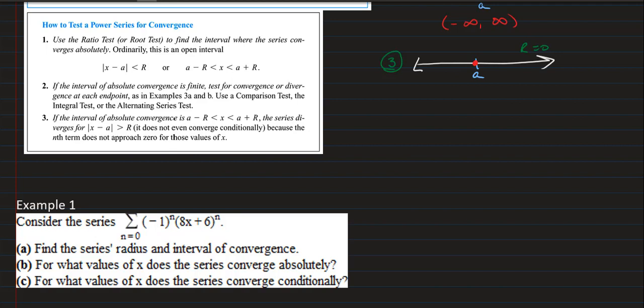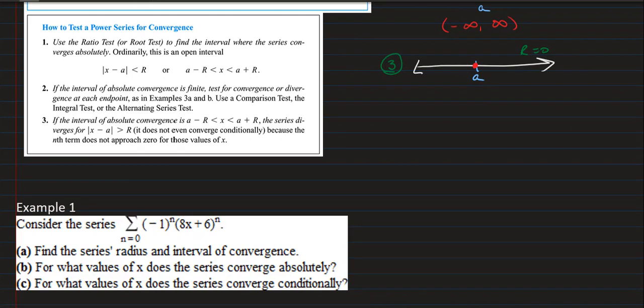If the interval of absolute convergence is a finite interval or an open interval, the series diverges for x's beyond our radius of convergence. It does not even converge conditionally because the nth term does not approach 0 for those values of x. Now, if we use the ratio test, this is going to converge if the limit as n goes to infinity of the absolute value of a sub n plus 1 over a sub n is less than 1. This is the condition that's necessary in order for the ratio test to converge. It's the same condition that we're going to use for the root test.